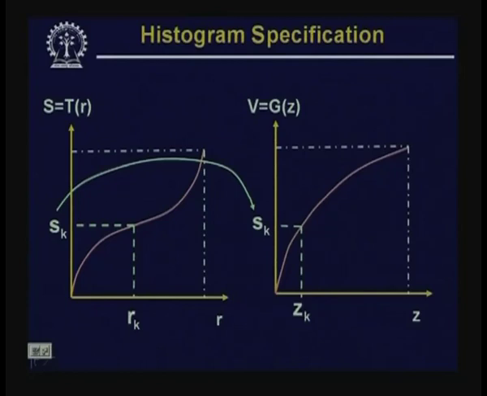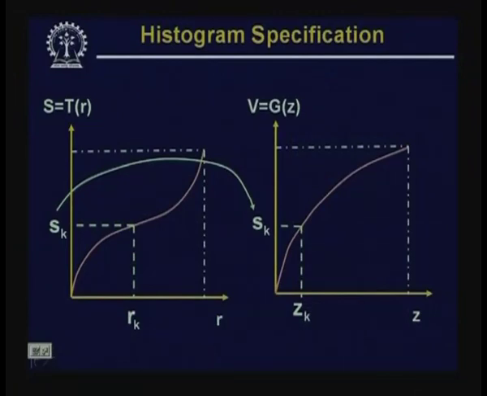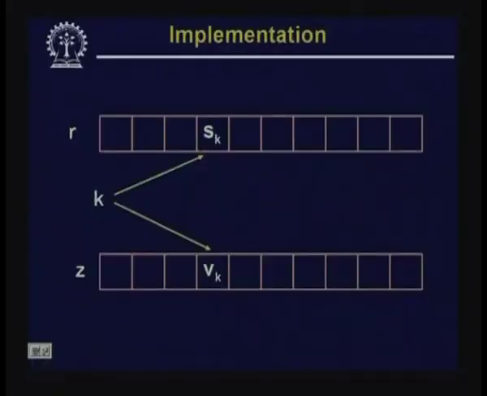Okay, now, conceptually or graphically this is very simple, but the question is how to implement it. Here you find that in the continuous domain we may not get an analytical solution for G inverse, but in the discrete domain the problem becomes simpler, because we are dealing with only discrete values. So, in case of the discrete domain, these transformation functions, that is r_k to s_k, or s equal to T(r), or z_k to v_k, that is v equal to G(z), can be implemented by simple lookup tables.